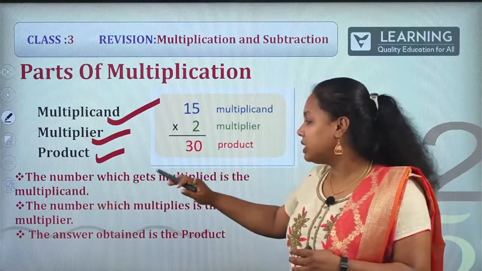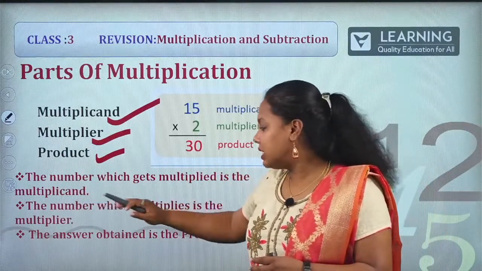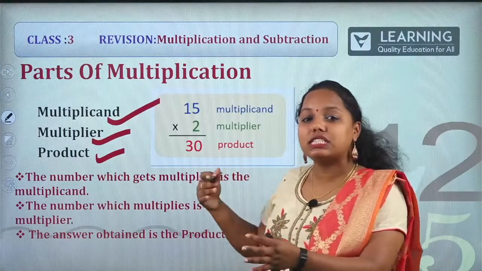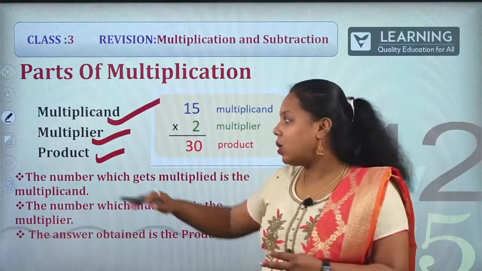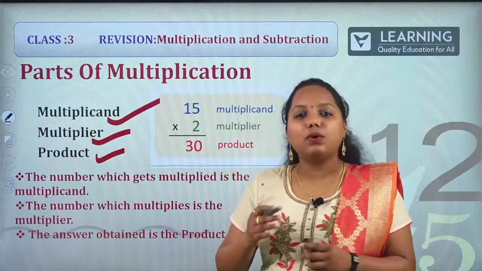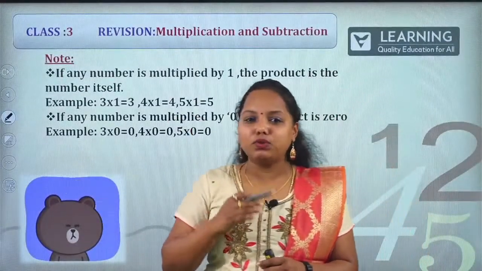The number which gets multiplied is called as multiplicand, and the number which multiplies, keep on multiplying. So 1, 2, 3, 4, 5, 6 into 1's a table. All these are called as multiplier, and the final thing is called as the product over there. Now, this is an important note. I hope you remember this one.